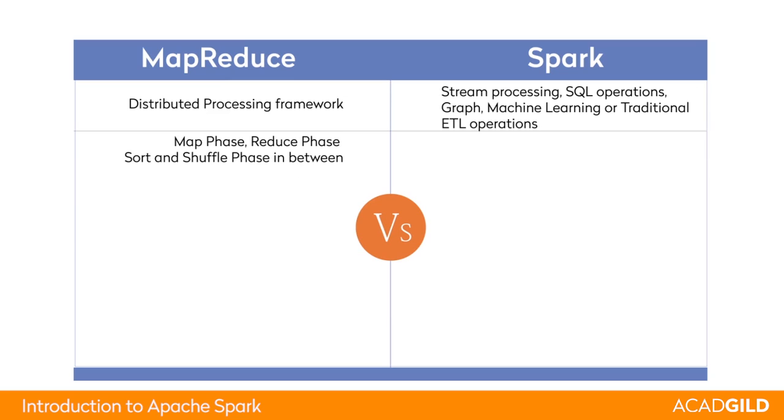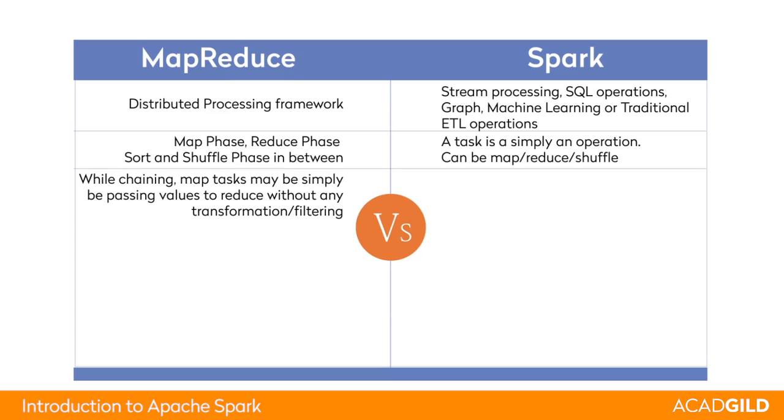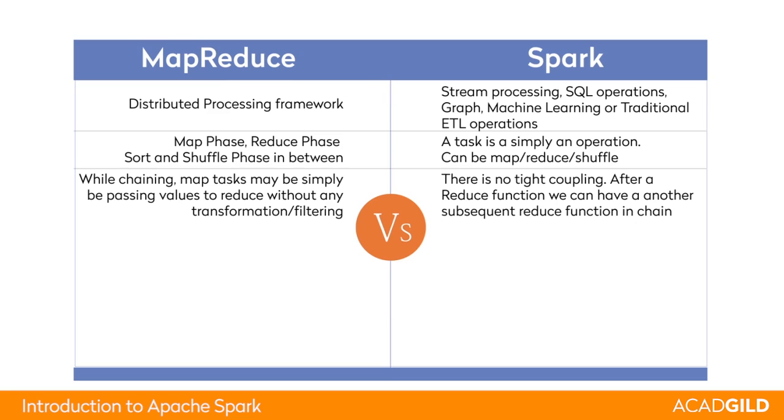In MapReduce, there is a map phase, there is a reduce phase, there is a shuffle phase in between, but in Spark, there is no tight coupling between a map or a reduce phase. There is a task which can be map or shuffle or reduce or anything else. This brings Spark much efficiency in its execution because after a reduce, you can call another reduce without any map in between.